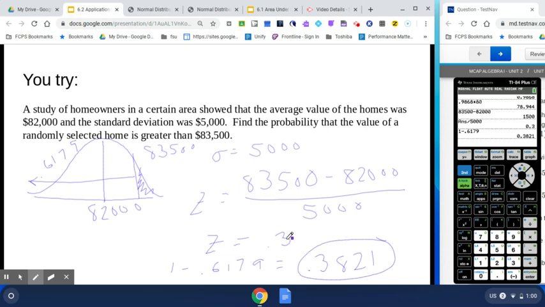Looking that up on the positive z-chart, it is associated with the area 0.6179 to the left. We wanted a greater than scenario, so I had to take 1 minus that value to get a final probability of 0.3821, or 38.21%. All right, this concludes the lesson on applications of the normal distribution.